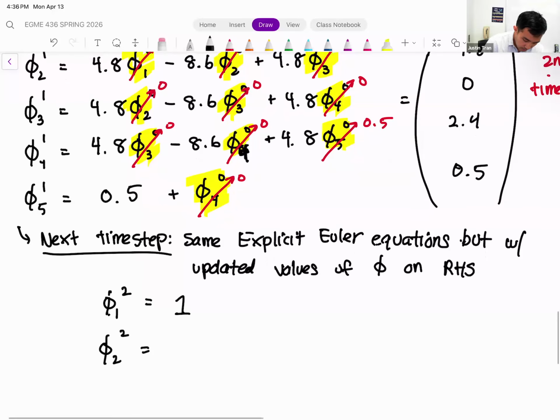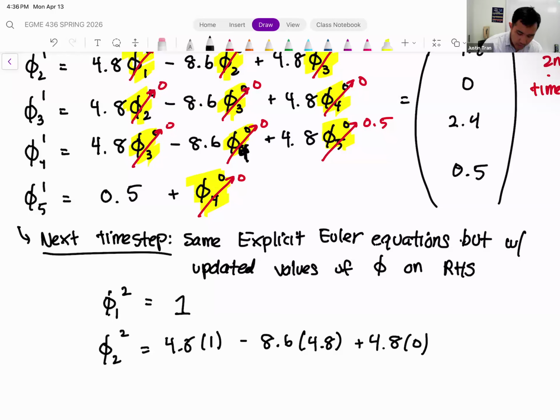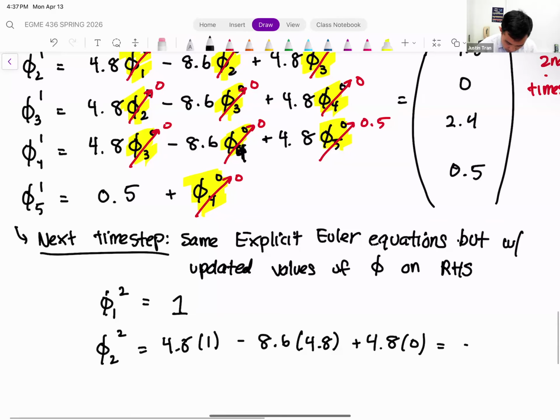This is going to be 4.8 times 1 minus 8.6 times 4.8 plus 4.8 times 0, which is phi3, right? So phi3 is the last phi value that's still 0 from the initial conditions. Okay. So we punch those into the calculator, which I will do right now. Calculator app, open. 4.8 minus 8.6 times 4.8. This is minus 36.48. Okay.